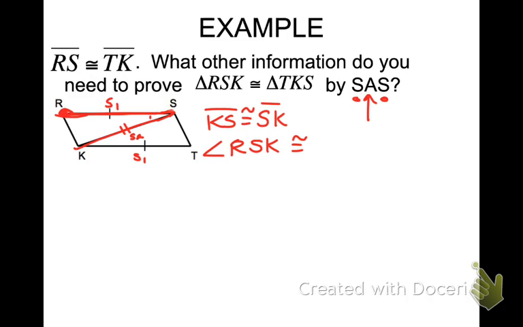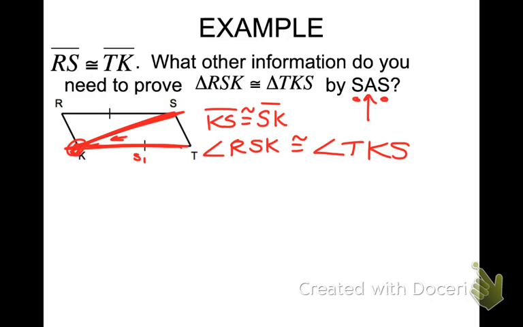Now where's the other angle? Let's go down here. So S1 and S2 is the one across, so they meet down here at K, but it's this angle. So that's going to be congruent to angle TKS.